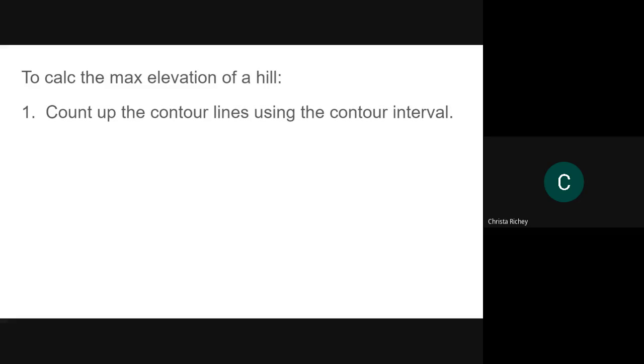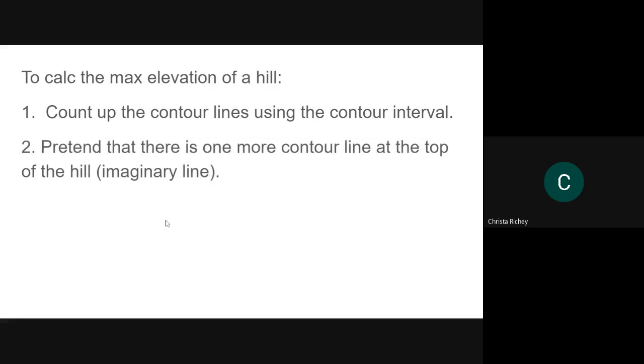I don't know if you guys calculated this in aquatics or not. If you have a hill, that bullseye, that very center ring, you should be able to tell me a range that the apex of that hill could fall into. So the first thing you do is count your contour lines, whatever your interval is, 10 feet, 20 meters, 100 feet, whatever the difference is. You're going to pretend that there is one more circle up there, one more line, even though there's not. And then you subtract 1 from it.